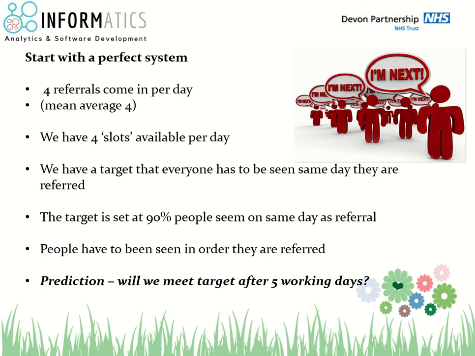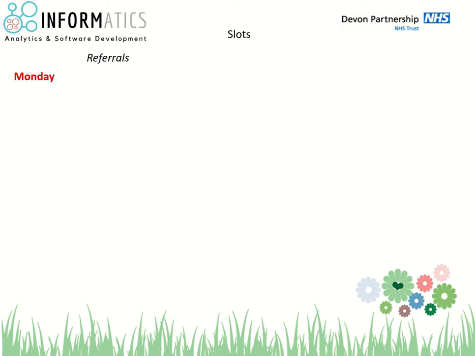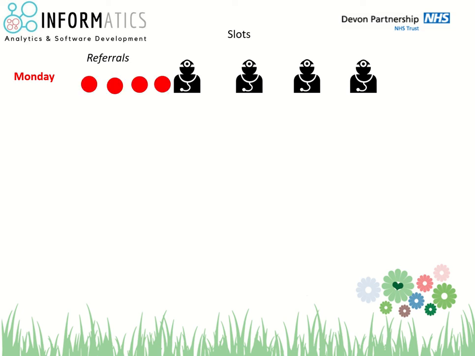So let's pop back to our very first one. We've got our 4 referrals coming in, regular as clockwork, and we've got our average of 4. Let's see if we can visualize this. We've got Monday, and there's our 4 doctor slots available on that day. And there's our 4 referrals. They come in, and that referral gets assigned to a GP. That one goes to a doctor. That one goes to a doctor. And that one goes to a doctor. So we have 4 referrals, 4 slots. Each of the referrals sits nicely in a slot.